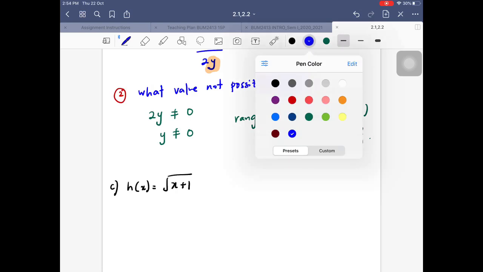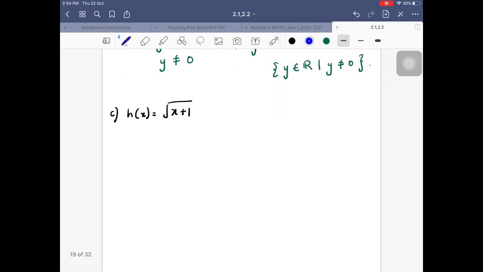So when we want to calculate the domain, we know that the function inside, x plus 1, must be greater than or equal to 0, meaning that it must be 0 or positive, but it cannot be negative. So this is going to be the case when x is greater than or equal to negative 1. All right, so that is going to be our domain.